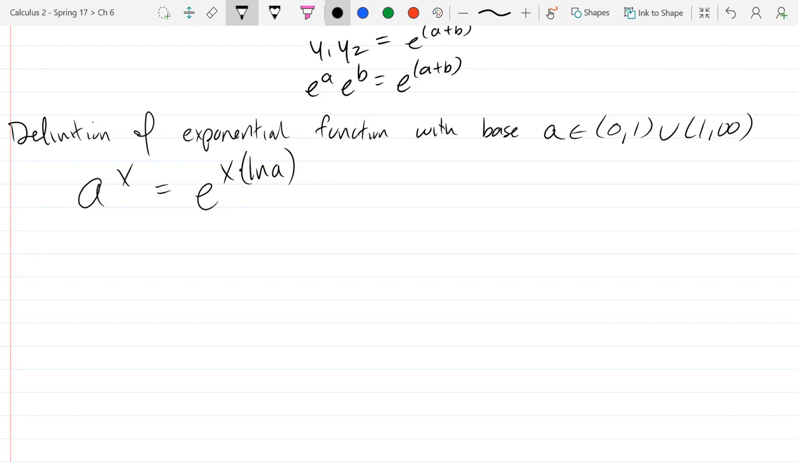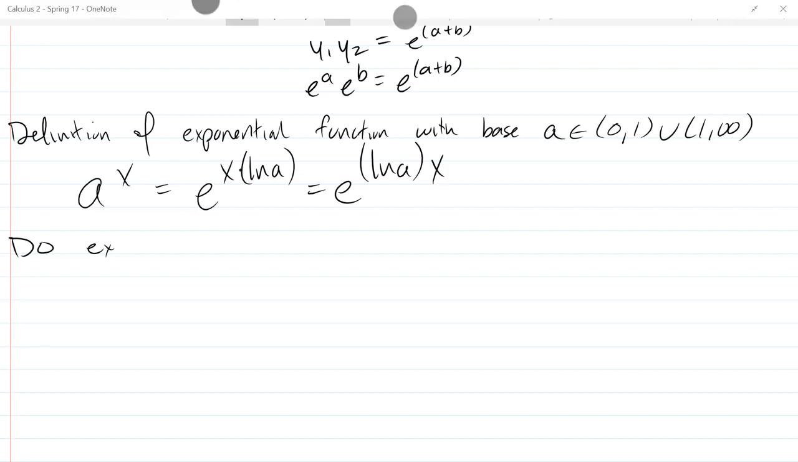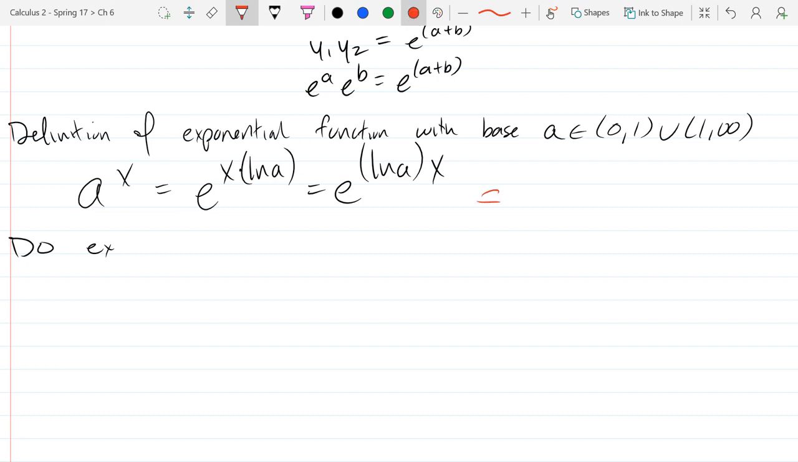So here's the definition of an exponential function. a to the x is just e to the x times ln a, which you could write as, you could change the order around. What you don't want to do is write it like this. It's ln of a that times x, not ln of the product ax.